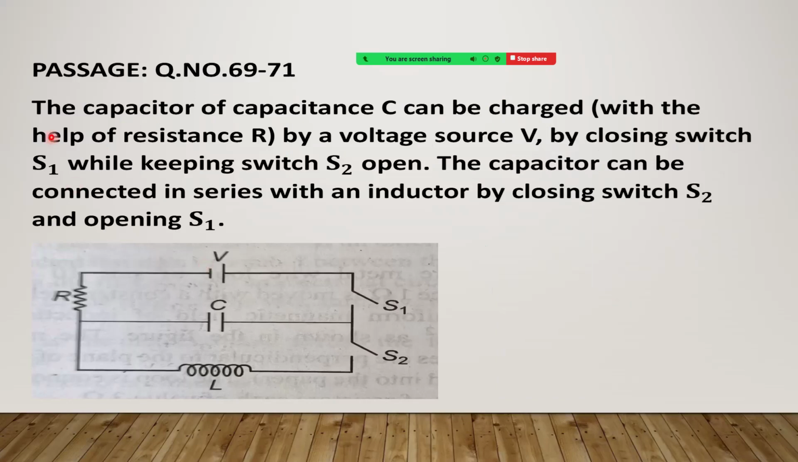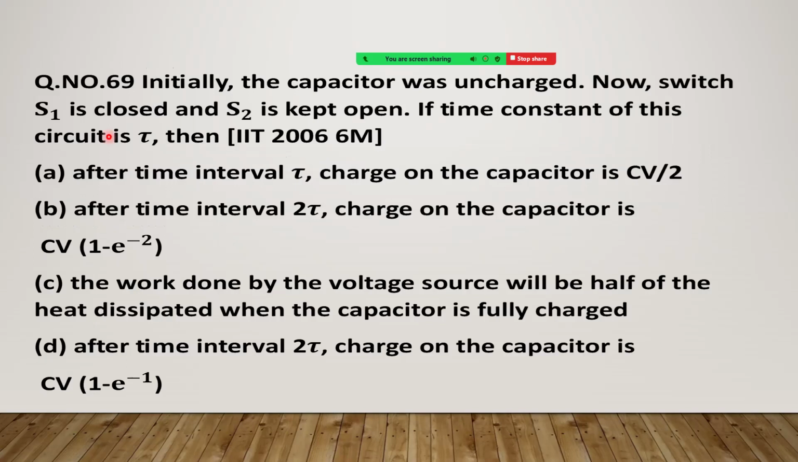See the question given. The capacitor of capacitance C can be charged by a voltage source V by closing switch S1 while keeping switch S2 open. The capacitor can be connected in series with an inductor by closing switch S2 and opening S1. Answer the question given. Initially, the capacitor was uncharged.